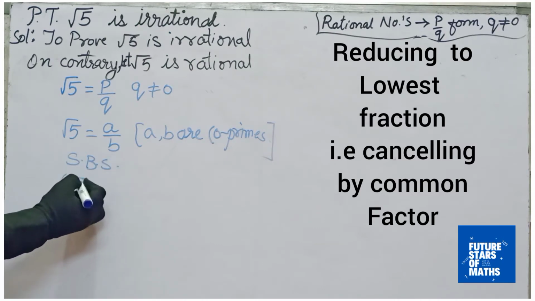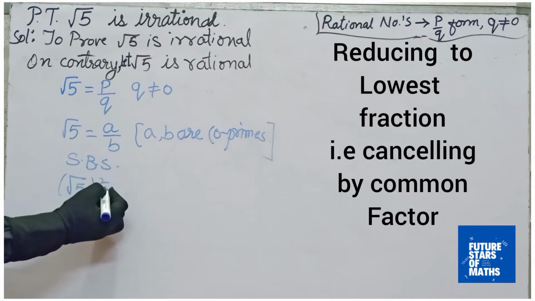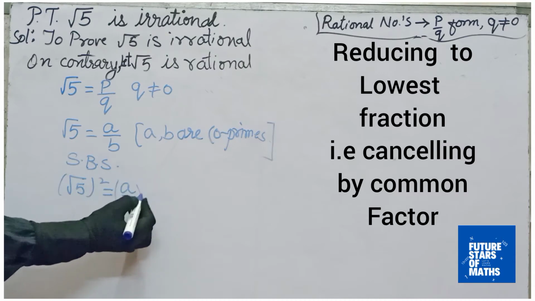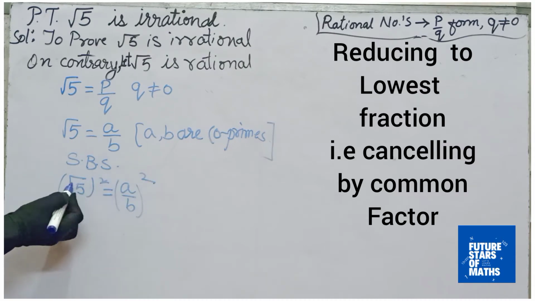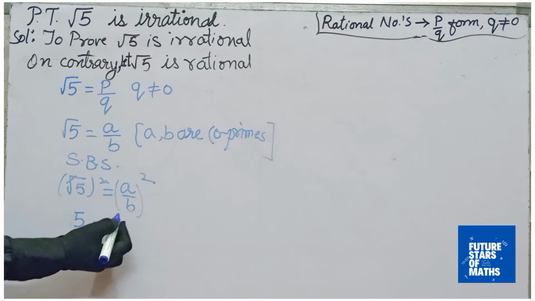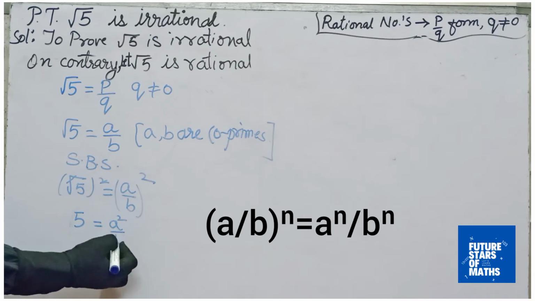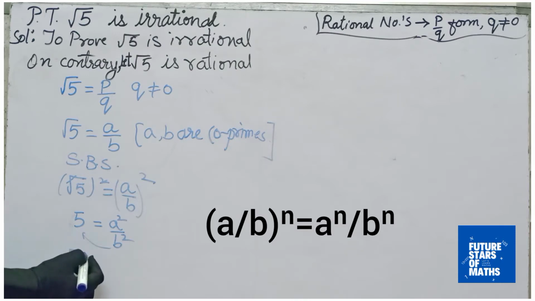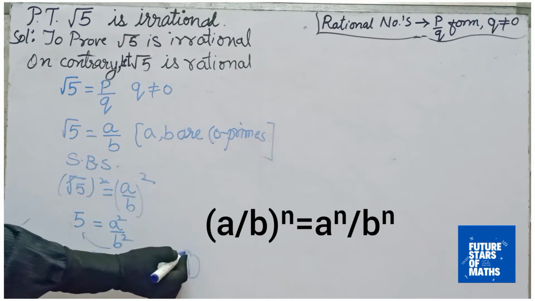We get root 5 whole square is equal to a by b whole square. Square and root get cancelled, and we get 5 equal to, by laws of indices, a square by b square. Now this b square will shift towards the LHS: 5b square equal to a square. This we will assume as the first equation.